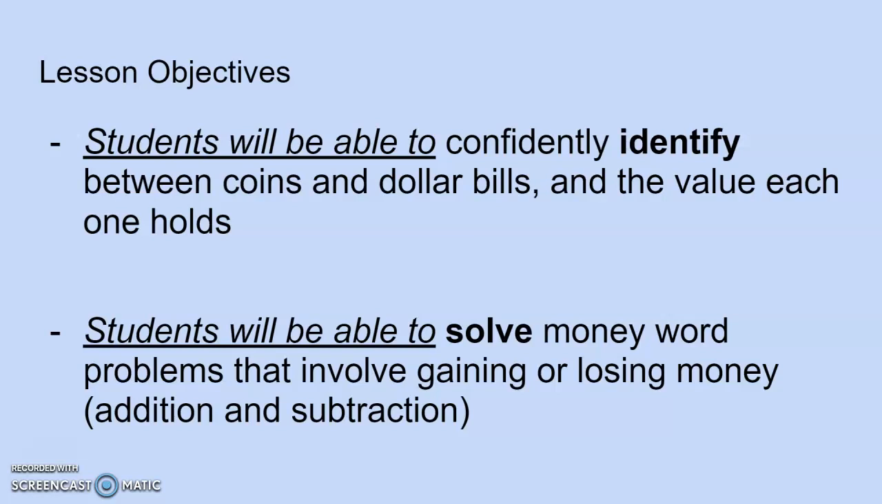Our lesson objectives: students, as in you guys, will be able to confidently identify between coins and dollar bills and the value each one holds. Also, students will be able to solve money word problems that involve gaining or losing money. Could anyone tell me what gaining money is? That's right, it's adding, so we are using addition. And can anyone tell me what losing money means? That's right, you're subtracting money, so we're using subtraction.